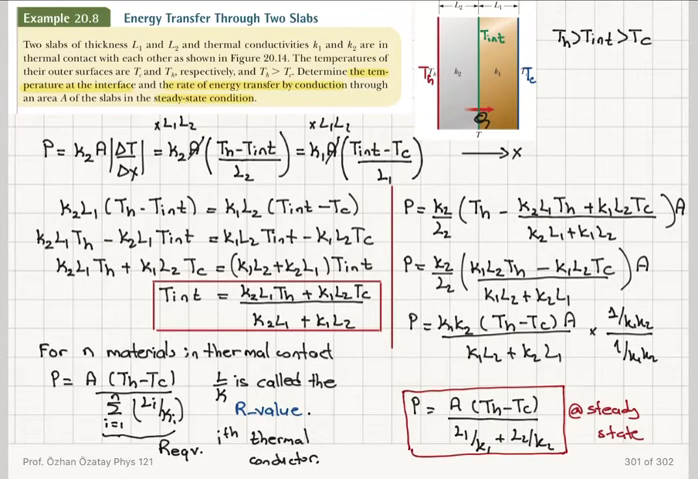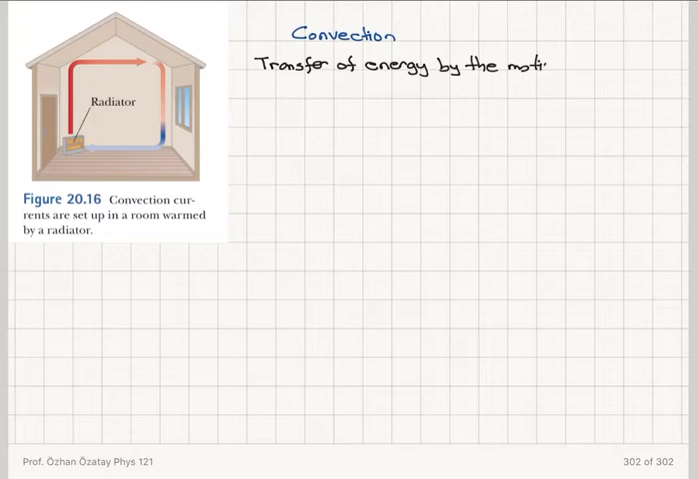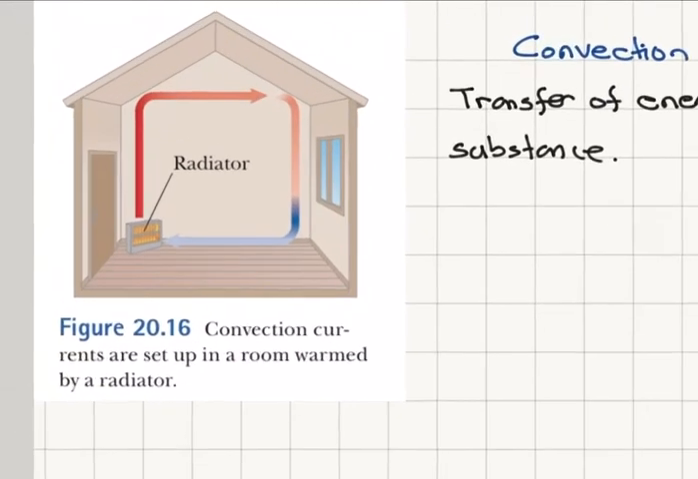Okay, so there's another way of transferring energy. That's called convection. And what is convection? Convection is the transfer of energy by the motion of a warm substance. Okay, so transfer of energy by the motion of a warm substance.